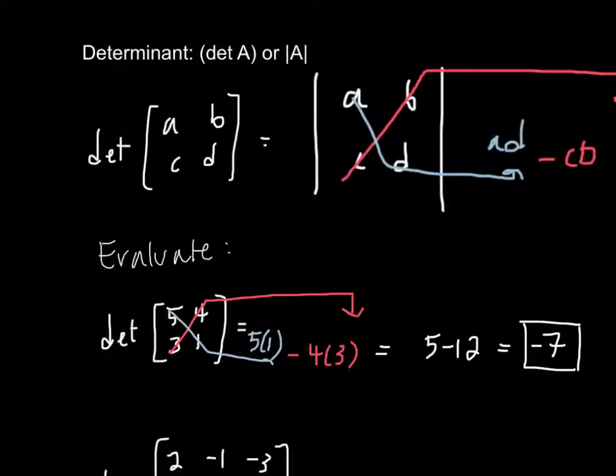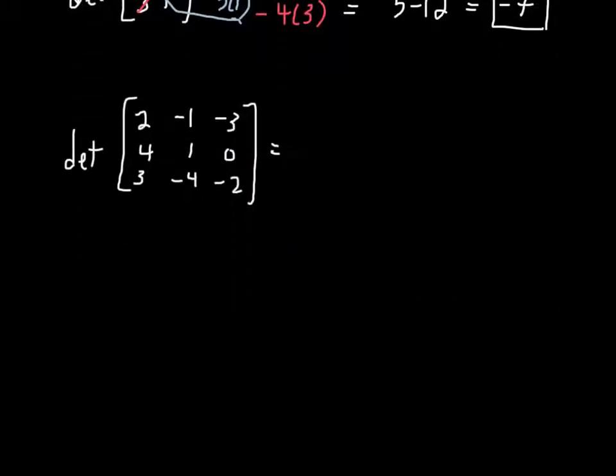So let's move on to a more complex example. This time we have a 3 by 3 matrix, but we're going to follow the same steps as before. We can ignore this equal sign here, but we're going to repeat the first two columns of this matrix to the right. So we have 2, negative 1, 4, 1, 3, negative 4. And then we're going to follow the same pattern as before, using the diagonals.